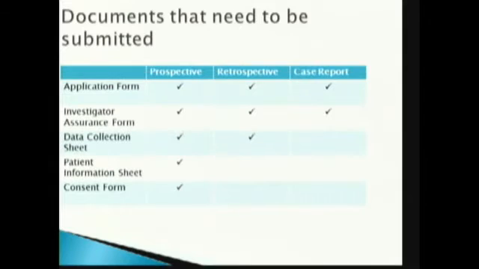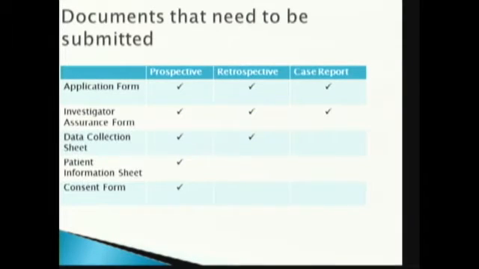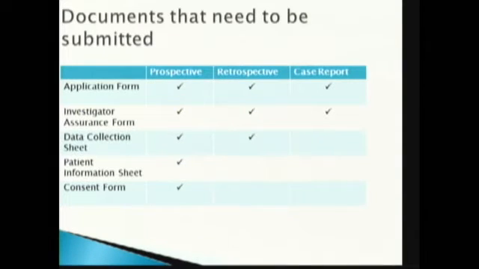Documents that need to be submitted. So these are the 3 different projects that we have, and these are the documents that have to be submitted for each type. You've got the prospective, which is the application, the investigator assurance form, which lists the policies and some of the regulations that we have. So signing is acknowledging. The data collection sheet, the patient information sheet, and the consent form. So these 5 documents need to be submitted for the prospective projects.